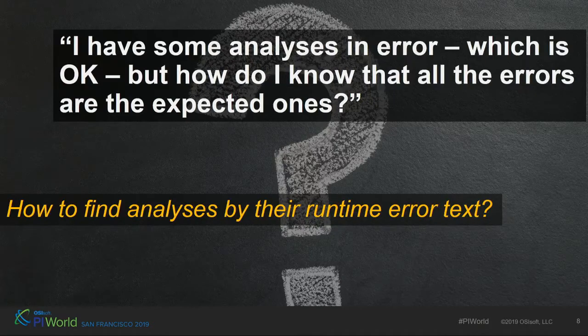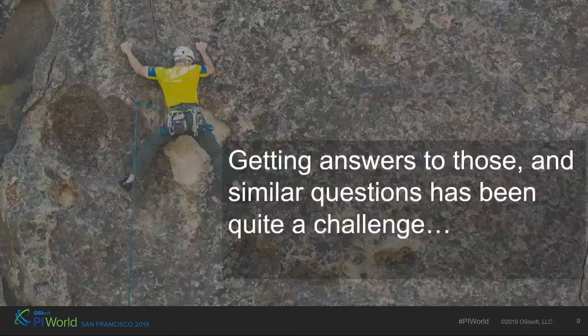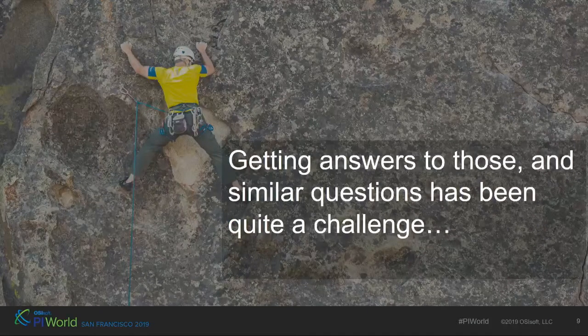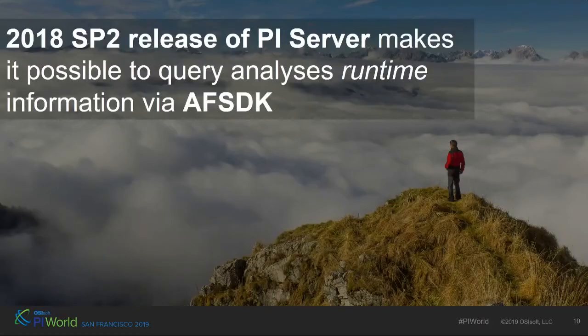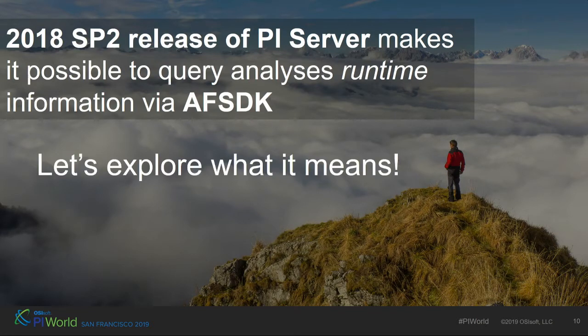Are any of those questions relevant to you, or have any resonated? Yeah, I can see some nodding. Awesome. And getting answers to those questions has been pretty hard, quite a challenge until now. So we just released 2018 SP2 a couple of days ago, and 2018 SP2's version of PI Server makes it possible to query analysis runtime information using AF SDK. And let's explore what it means exactly.